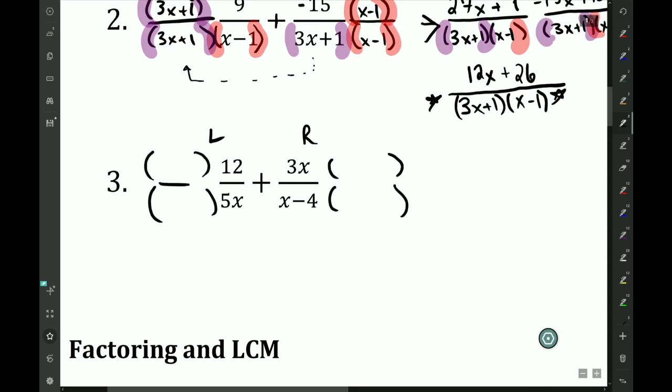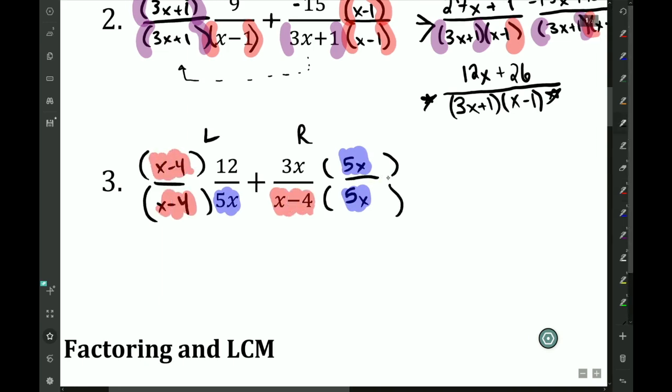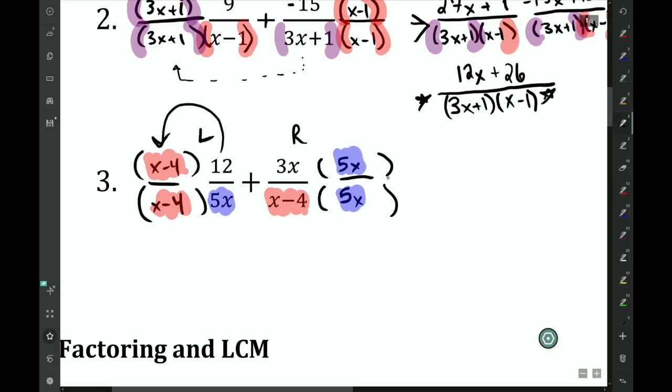Okay, it looks like we're missing an x minus 4 and an x minus 4. Here we're missing a 5x and a 5x. Okay, again, I would encourage you to use some colors if you need. And don't forget to now distribute. So 12 is going to the x and the minus 4. Down below, we just have x minus 4 times 5x. Plus 5x is going to the 3.